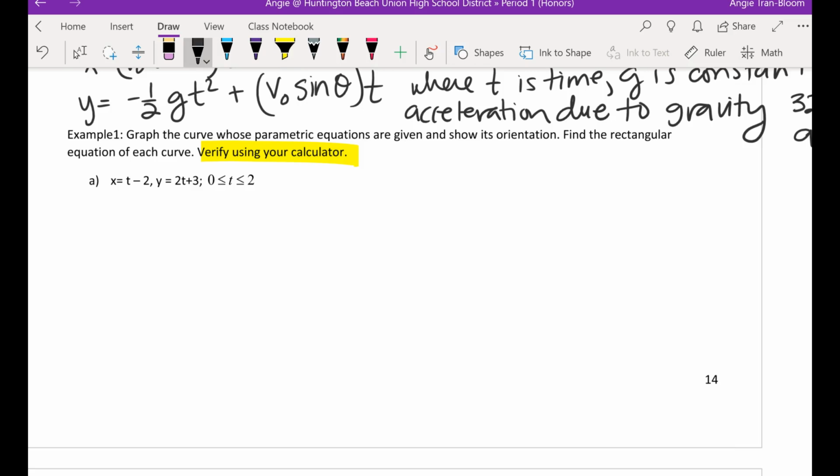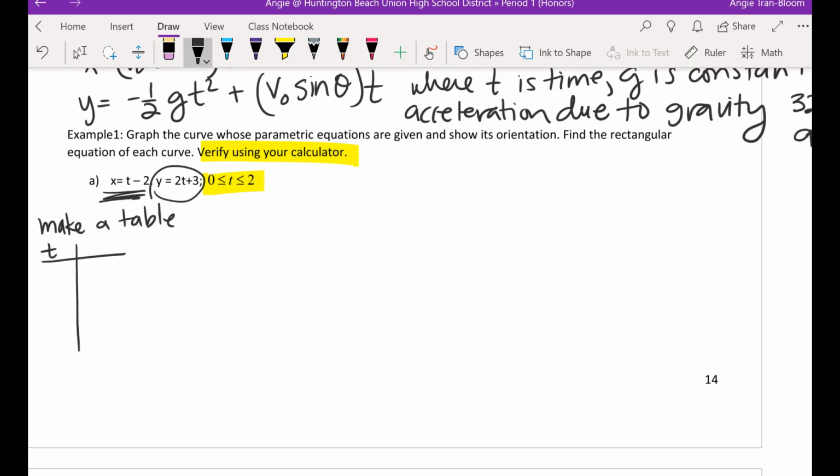Okay, so when it says graph, you're going to start making a table, and this is what it's telling you to do. X is going to be t minus 2. Y is 2 times t plus 3, and t is restricted only from 0 to 2 seconds, which is pretty cool, right? Let me spell everything out that I'm doing. Make a table. Now if t is only from 0 to 2 seconds, that's not too bad.